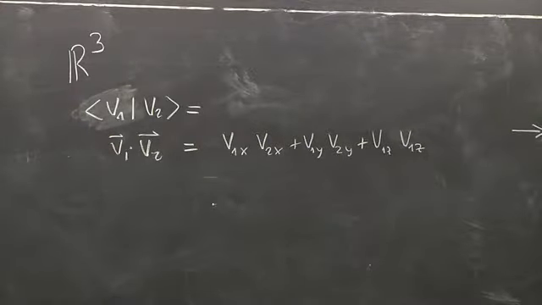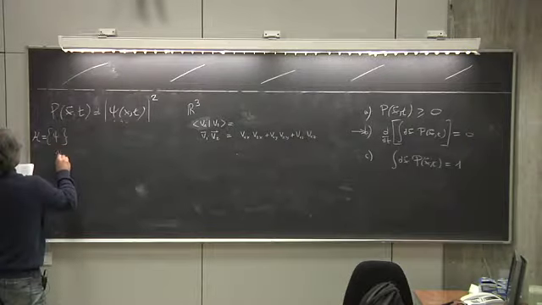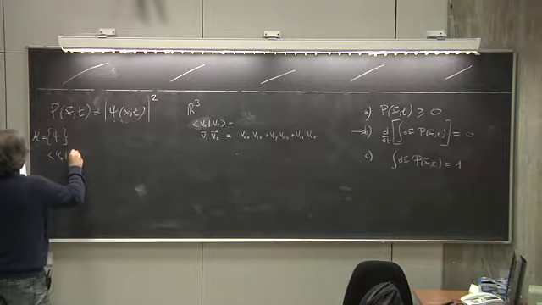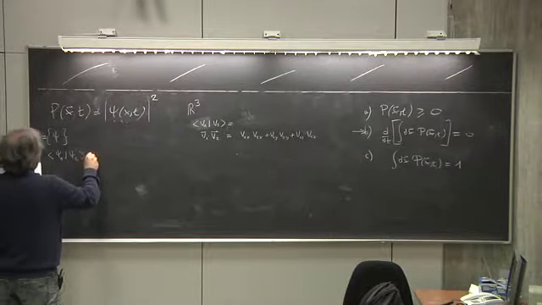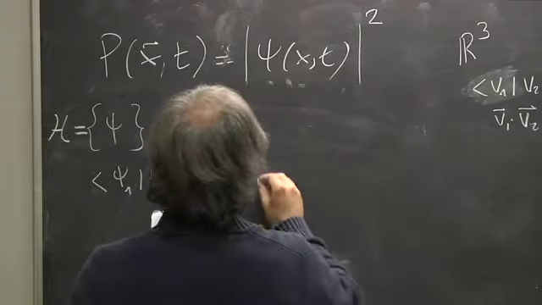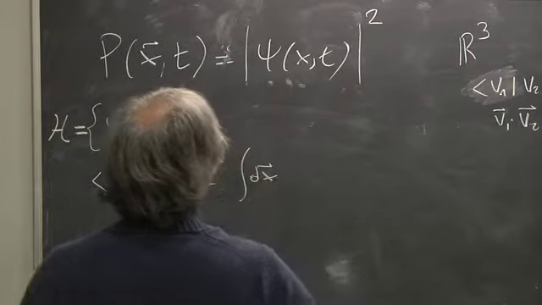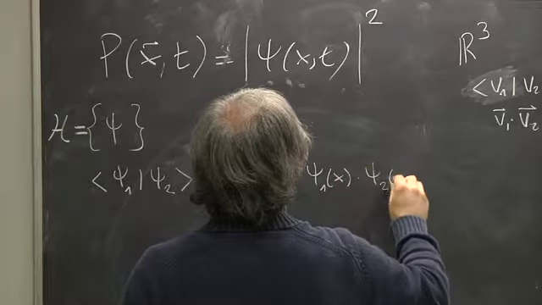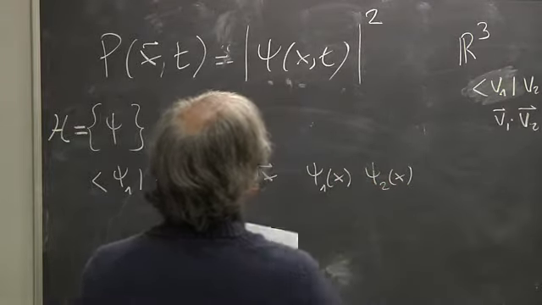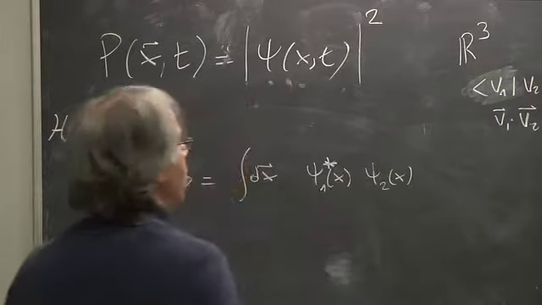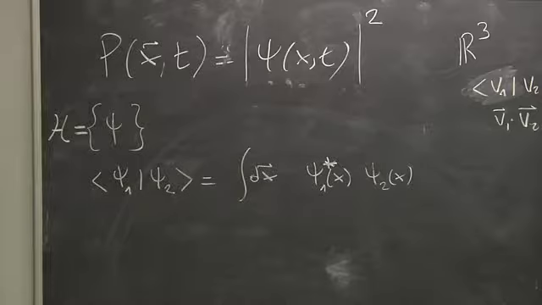So if I have two functions, psi 1 and psi 2, the scalar product is usually indicated like that. I just take the integral rather than the sum over all space points, and then I take psi 1 of x times psi 2 of x, just normal multiplication. Almost right. Since these are complex objects, the thing to do is to put a star there.